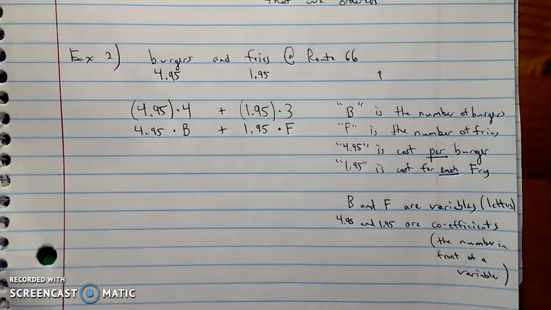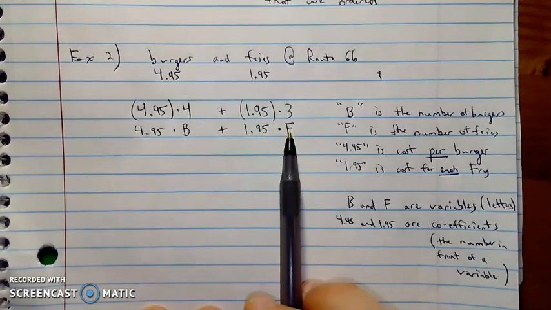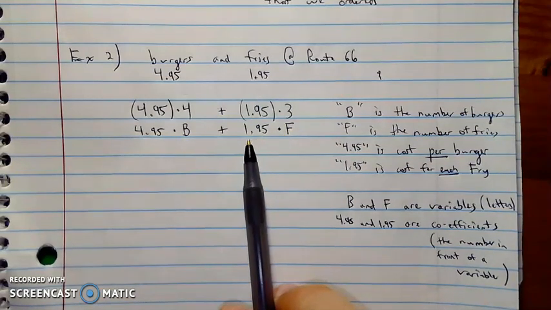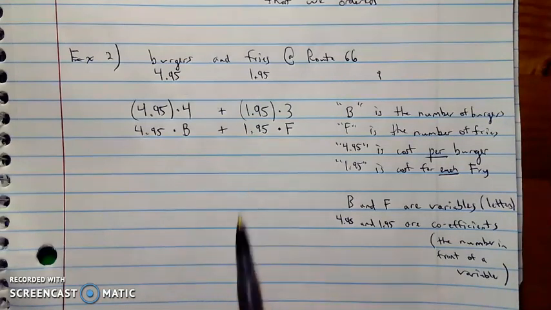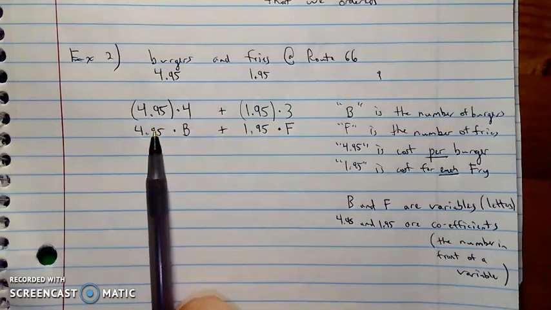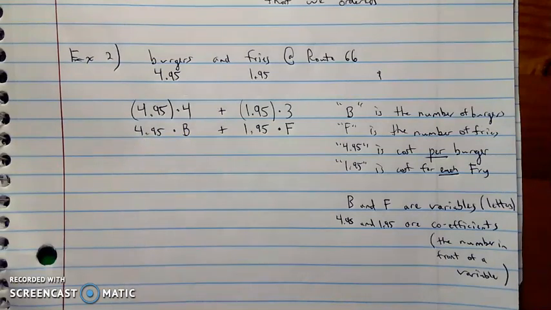If we ask, what's the coefficient of F? Look at F. The coefficient is the number in front, 1.95. If we ask, what's the coefficient of B? The coefficient is the number in front, so 4.95.